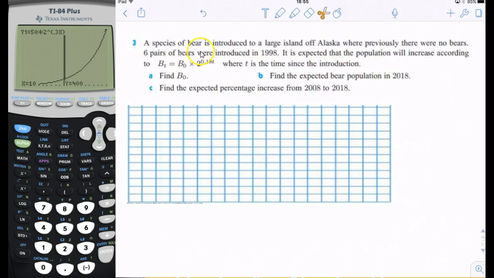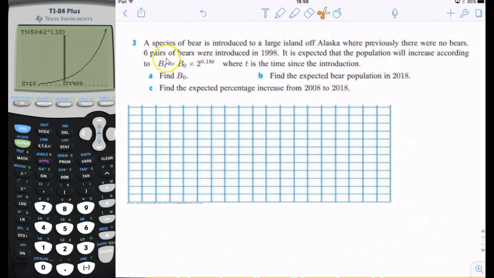Okay, a species of bear is introduced to a large island off Alaska where previously there were no bears. 6 pairs of bears were introduced in 1998. It's expected that the population will increase according to this function, which is an exponential function, where t is the time since the introduction. Find b subscript 0, which is the initial population, of course, because the multiplier times the exponential expression is the initial population. Find the expected bear population in 2018. Find the expected percentage increase from 2008 to 2018.